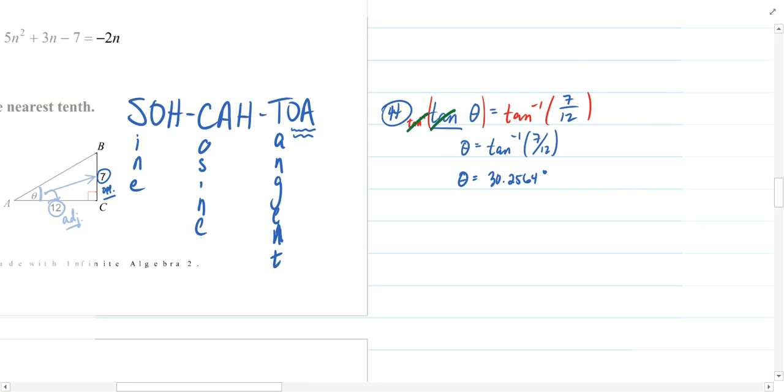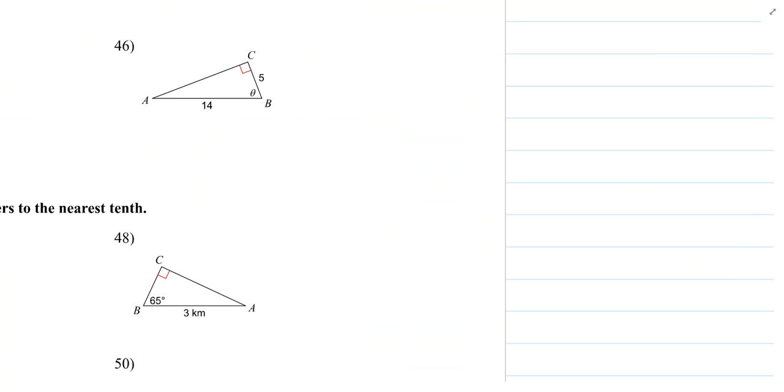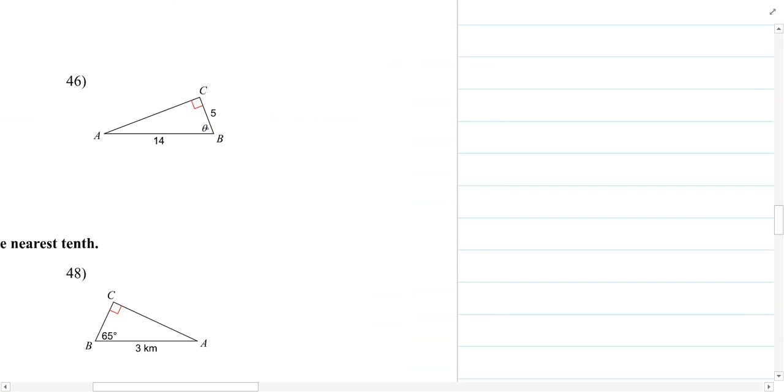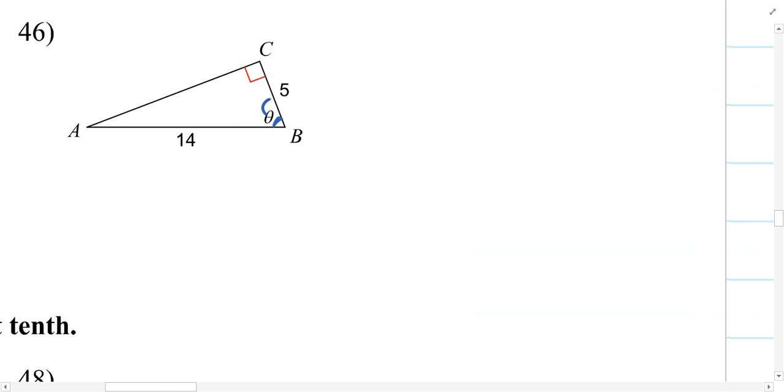Let's try another example. In 46, we have an angle measure here in the bottom right-hand corner, and immediately next to, or adjacent to, this angle measure is side length 5. So again, I'm going to call this the adjacent side length. And 14 may be a bit deceiving at first, but you should notice that this is the longest side of the triangle. So this one I'm going to call the hypotenuse. You'll also notice that this side length is always going to be across from the 90-degree angle.